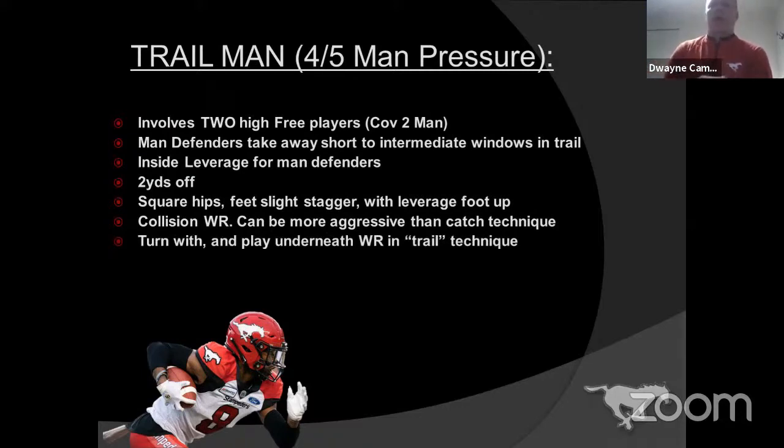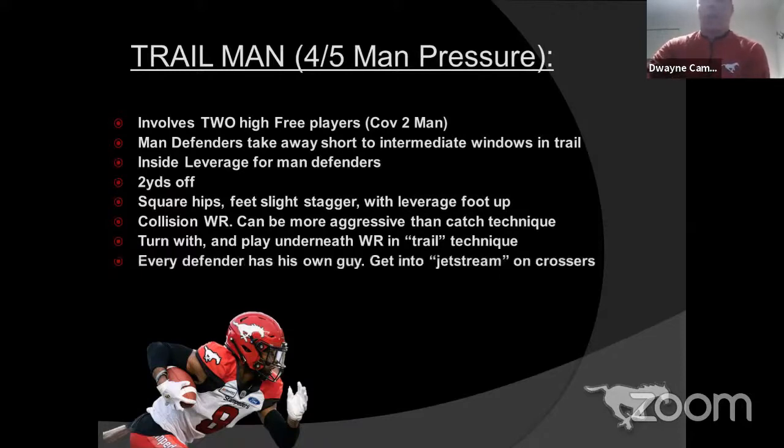So if he runs an out route, you're underneath it. If he runs an inside breaking route, you're underneath it. And you make very, very difficult windows on the intermediate routes for the quarterback to fit the ball into. Every defender has his own guy. We're not switching all that stuff. We're playing too tight to the line of scrimmage to do much switching. So if you get a radical inside release, defensive backs need to jet stream on crossers. Jet stream means you get directly behind them and run across the field, chasing them right from behind so that you don't get picked off by a receiver coming the other way on the mesh concept.